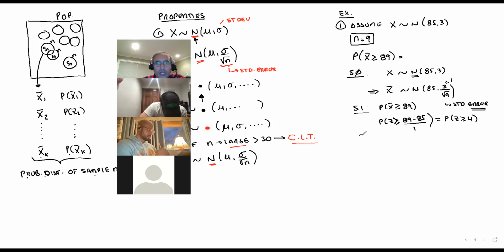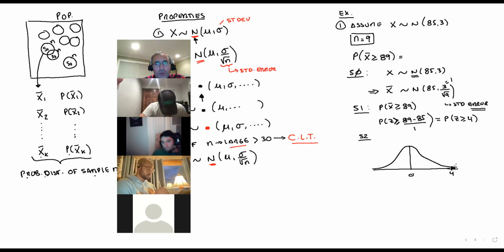Correct? Step two. Okay, I have my normal distribution. I have my zero here. And four, guys, is very far away here. It's here, do you agree? So which region do I want, the right or to the left of four? To the right. So basically, this small piece here.